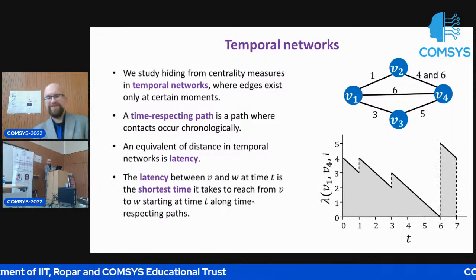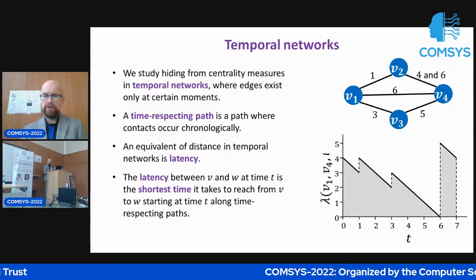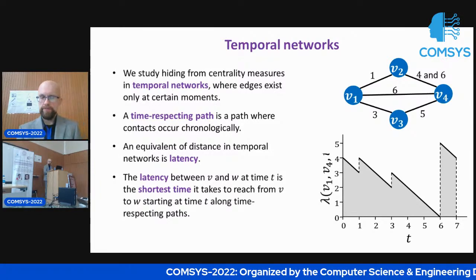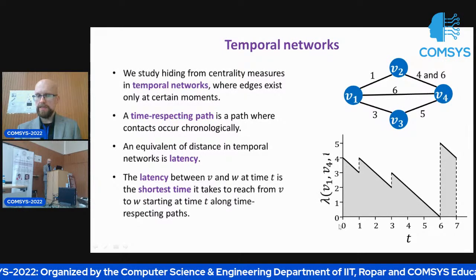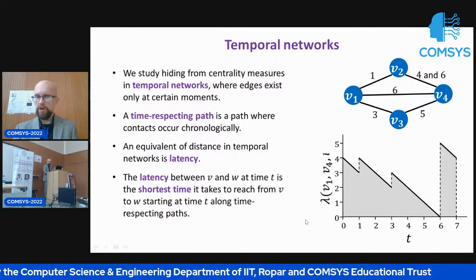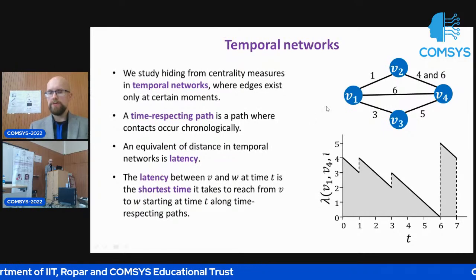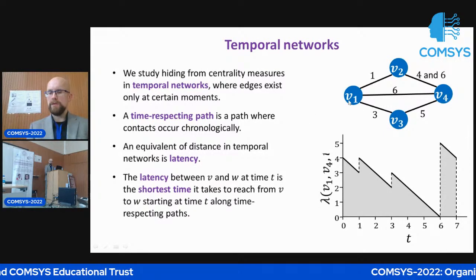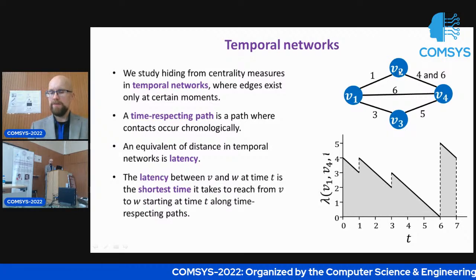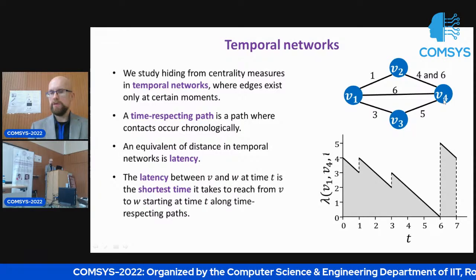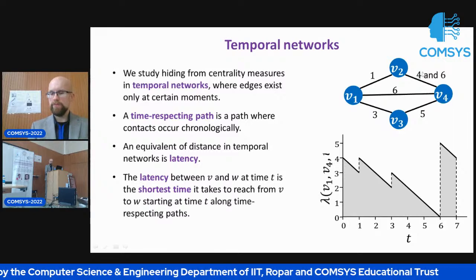Broken animation, sorry. So this is the plot of latency from V1 to V4. So why, at the moment of time zero, is the latency from V1 to V4 equal to 4? Well, because if it is now moment zero, in order for the message to reach V4 from V1, it first has to be passed from V1 to V2 at moment one. And then it has to be passed from V2 to V4 at moment four. So it will reach the recipient at moment four.